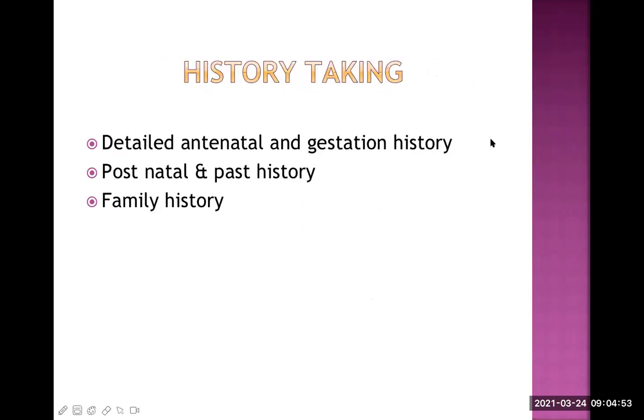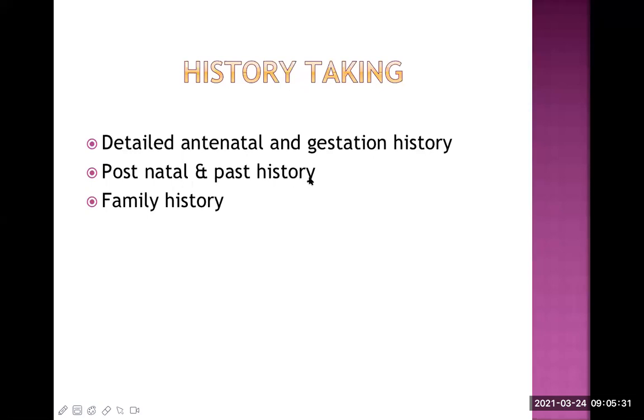Now, after knowing this classification, how do we take the history, and how do these babies present? We have to take a detailed antenatal and gestational history from the mother. Was anything wrong during pregnancy or not? A very, very important question, because there are certain illnesses during pregnancy which can lead to congenital heart disease. If the mother was taking some medicine, probably those medicines were causing some defect in embryogenesis and leading to congenital heart disease. So a good history should be taken. We'll provide different examples later on.